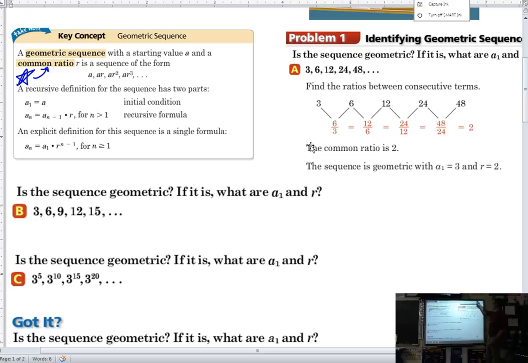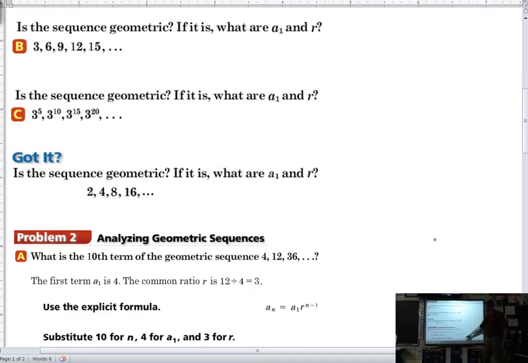So let's do some of these. All right. Calvin, what is the common ratio if this sequence is geometric? For B. Yep, for B. It's not. What is it? It's arithmetic.